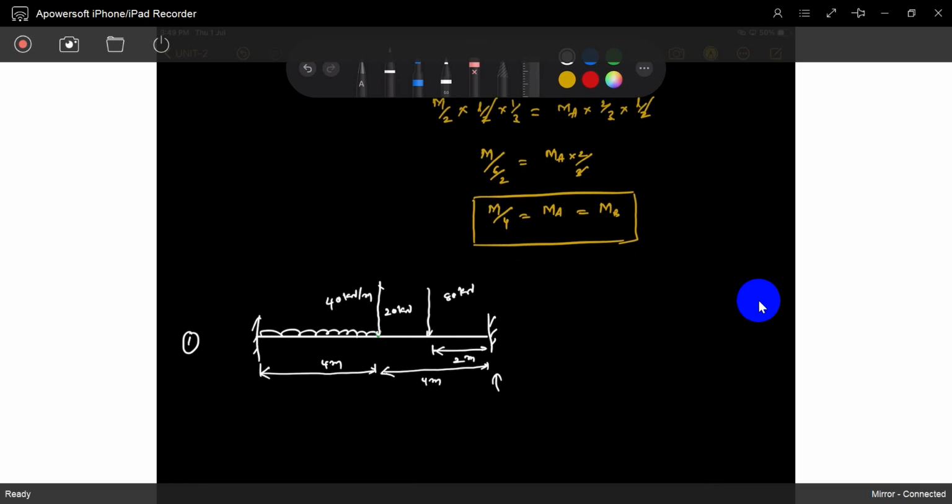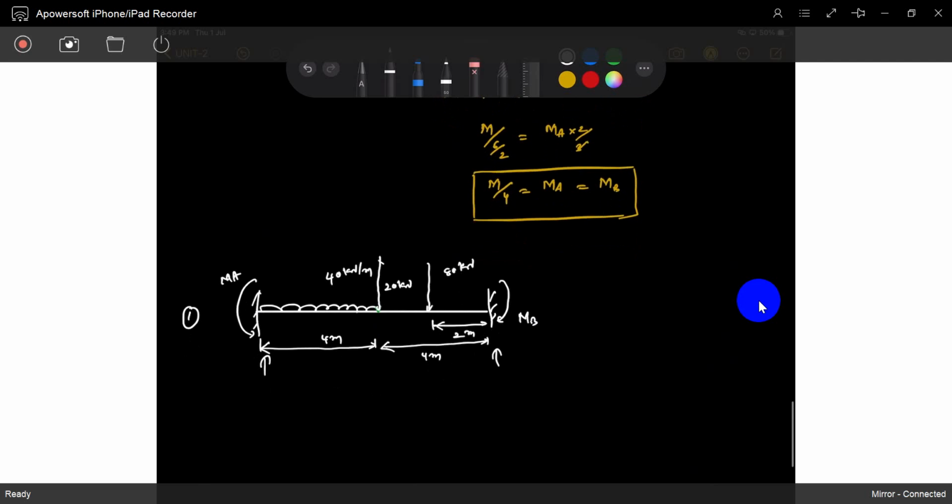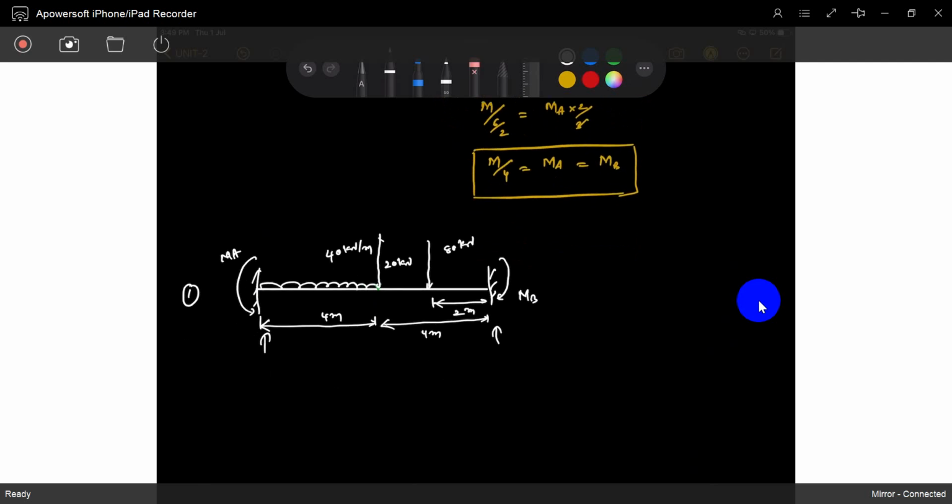So RB and RA, but it has fixed end moments arising in this direction. You know it. This is MB. This is MA. So directly we know the formulas of MA and MB. Do you know it? So try to take one by one. First I will take the influence of the 20 kilonewtons.